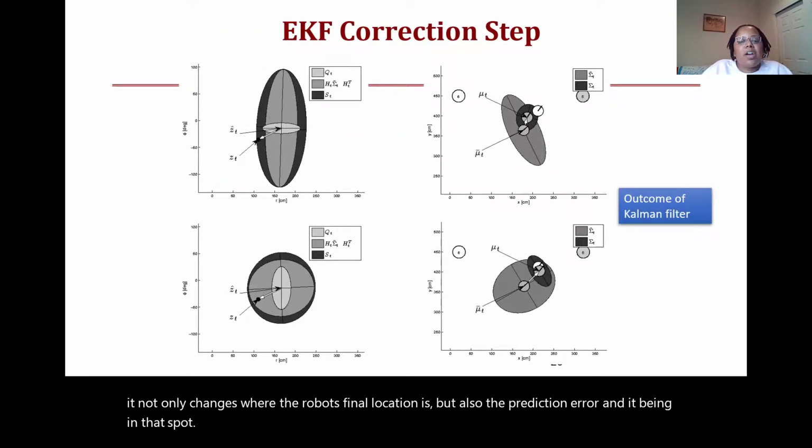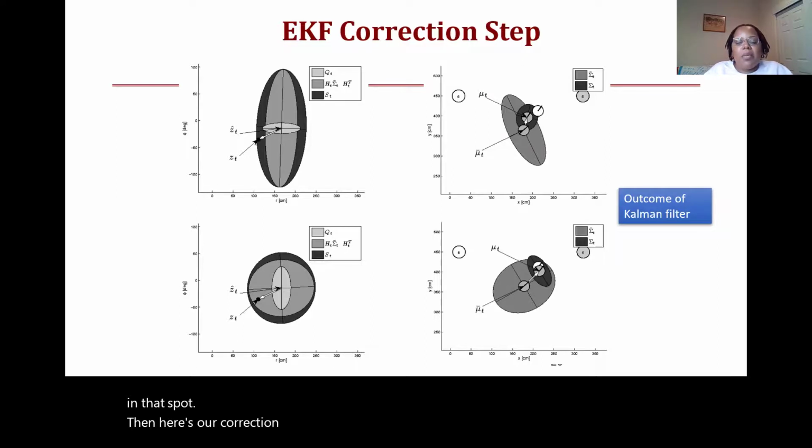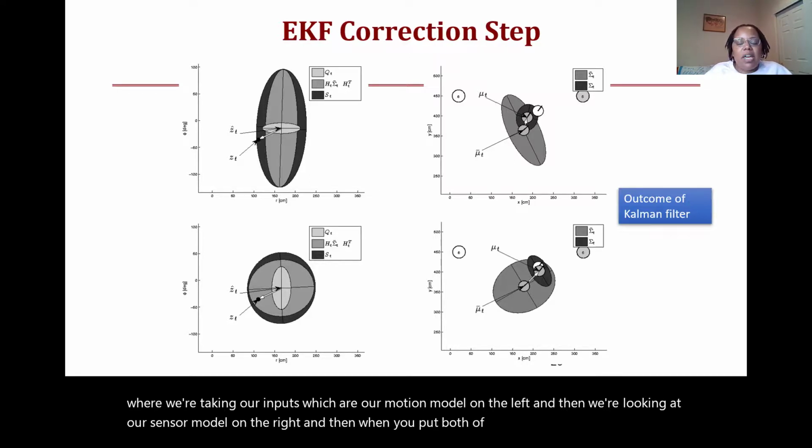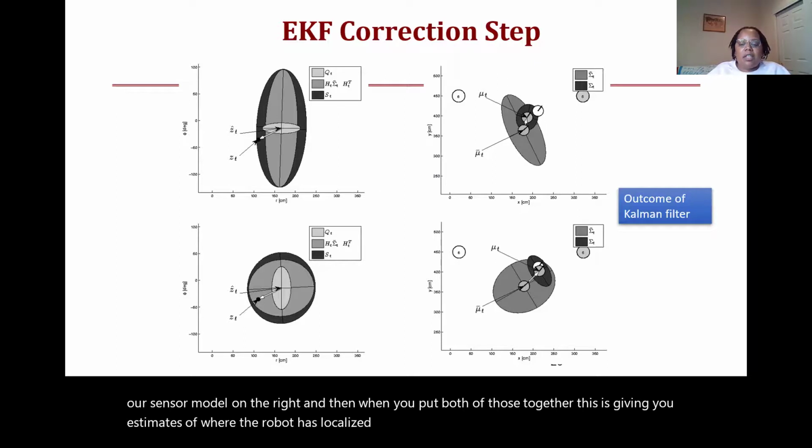So then here's our correction step again, where we now have the output of our Kalman filter, where we're taking our inputs, which are our motion model on the left, and then we're looking at our sensor model on the right. And then when you put both of those together, this is giving you estimates of where the robot has localized based upon the prediction and the correction step.